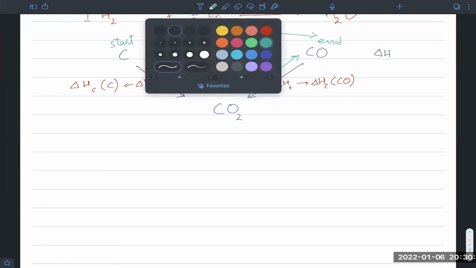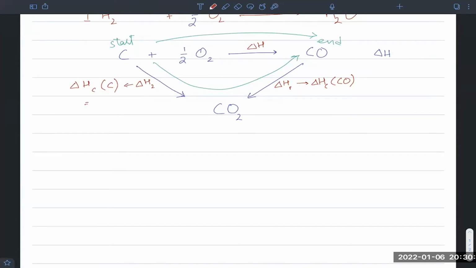Now these values are pretty straightforward. Delta H combustion of carbon, I can just Google it. It will be given in the exam as well. This is minus 394 kilojoules per mole. And delta H combustion of carbon monoxide is also pretty straightforward. It is minus 283 kilojoules per mole. All right. So let's use the starting and ending point and use the Hess law. Hess law says the delta H of the direct path is the same as delta H of the indirect path. That is Hess law, right? And that is an extension of the law of conservation of energy.